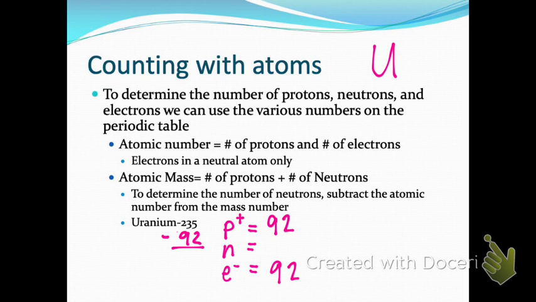235 minus 92 gives me 143 neutrons. Seems simple enough? In this case, I was given my atomic mass, or the isotope I was focusing on. If I was not given that, I would round mine to a whole number. You'll notice uranium on your periodic table is 238. We use the isotope that weighs 235, so it's got 3 fewer neutrons than the one on our periodic table.